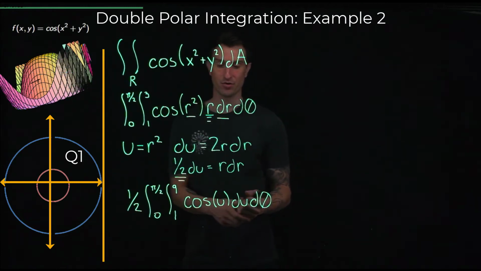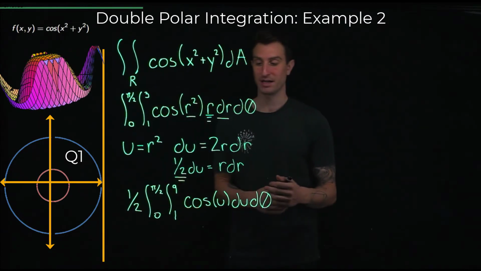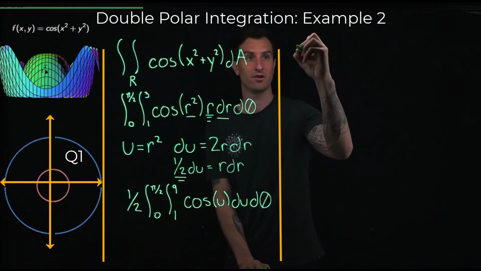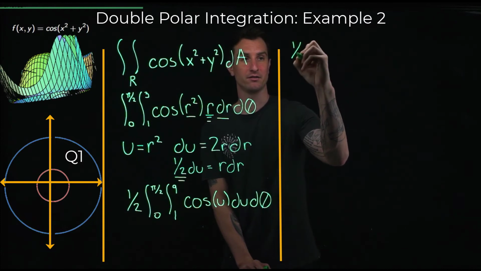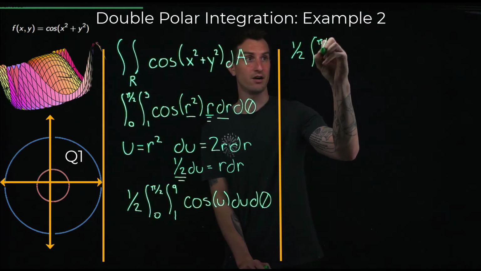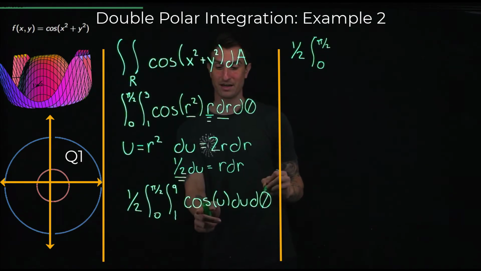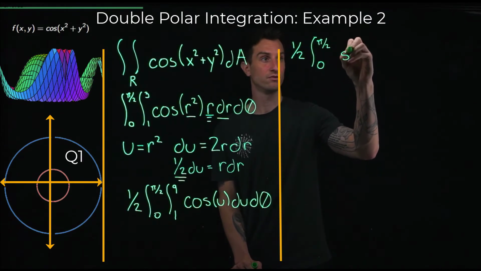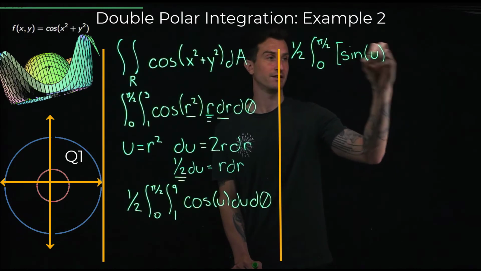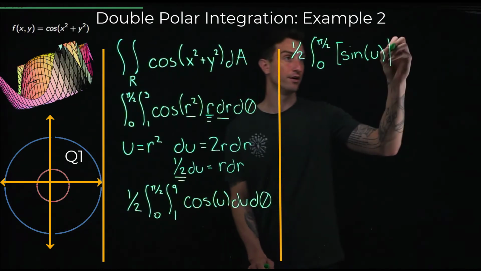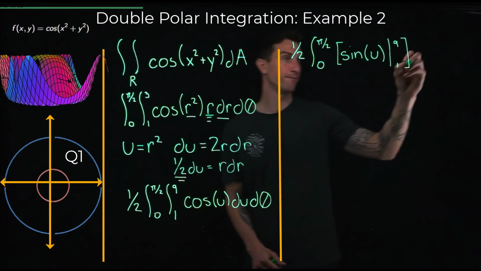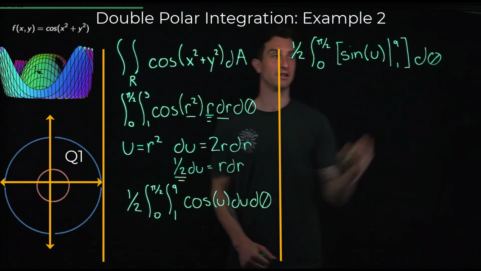So cosine of u, where does a positive cosine of u come from? It comes from a positive sine, right? So we still have our 1/2 hanging out here. We still have not touched our thetas, right? Pi over 2 and 0. We have integrated cosine to get sine of u between, right, so we bracket this for a second, between 9 and 1. And we still have the d theta, right? So we'll leave that there.